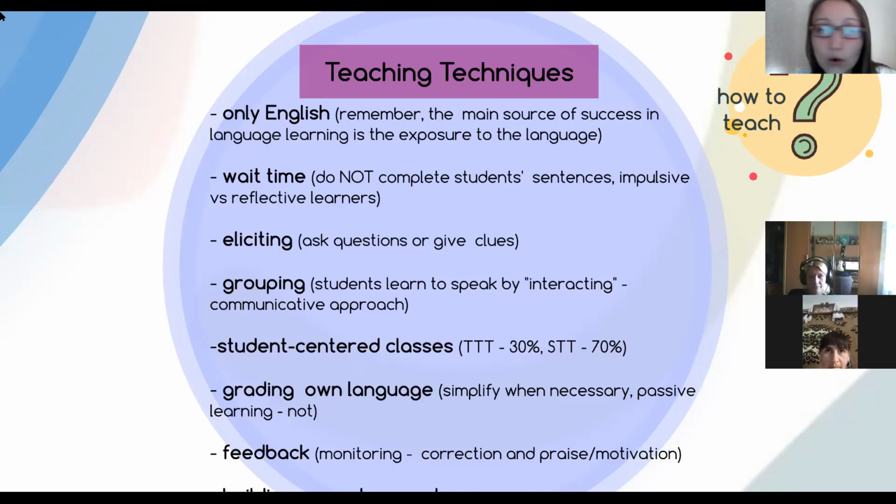Next, grading our own language. I think it's clear. When you come to a class, you should simplify when necessary to grade your language, because when you use something that your students don't know, it will be with no result for them, it will be useless. Feedback, I think it's not only for speaking. I think feedback is important.